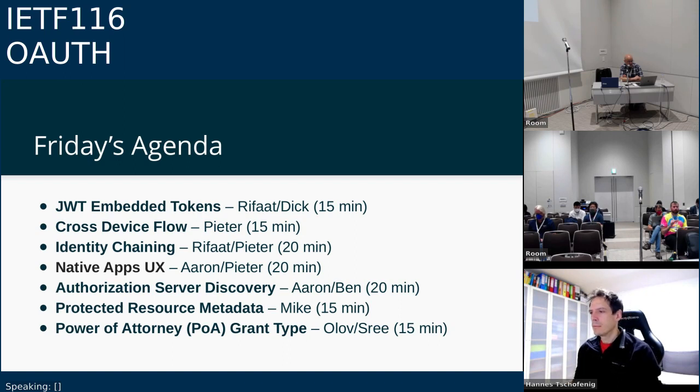about identity chaining. Aaron will be talking about native apps UX, and then we'll have a joint session, or part of that discussion, between Aaron and Mike, talking about those two bullets together in one joint presentation. And at the end, we will have Sri. I think Olav is not here, but Sri will be talking about power of attorney at the end. That's our agenda. Any comments, questions, agenda bashing? If not, let's get going.